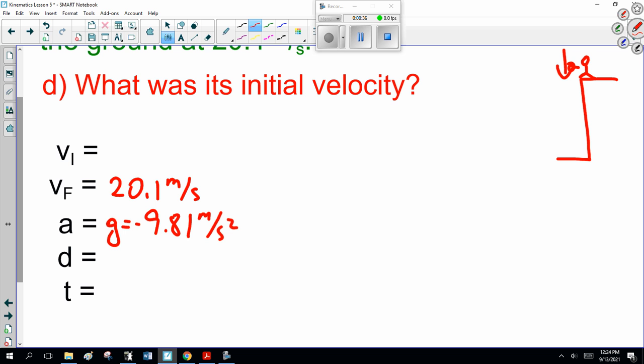Now, I just made a boo-boo. V final is negative 20.1 because I'm going down. Displacement is still minus 12 meters. That's for time. So, V initial. I do not have time. I've got V final, acceleration, displacement.